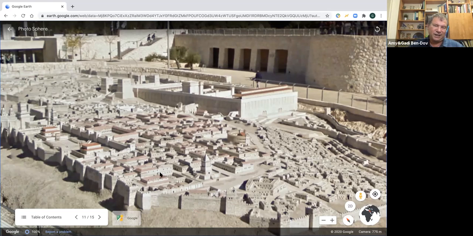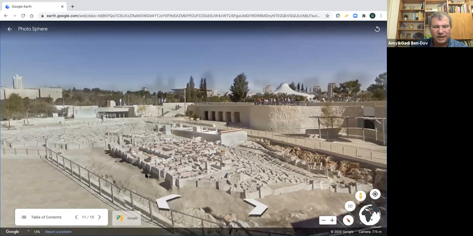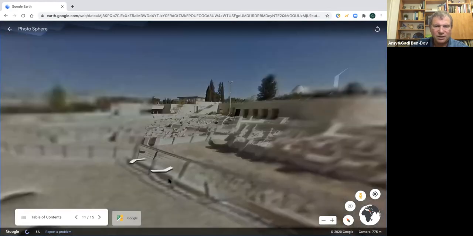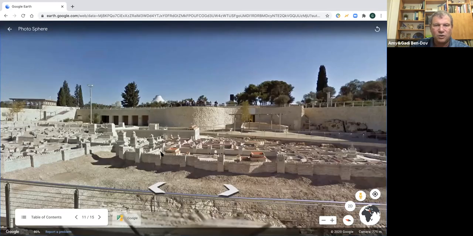This is Mount Zion. I'm just throwing out some terms. Maybe some of you have been, get an idea of what this looks like. So let's come in here. What I wanted to show you here is the Western Wall.